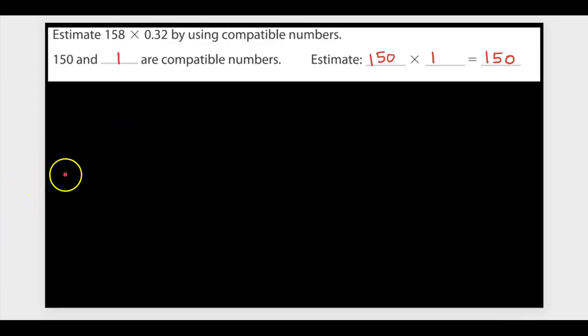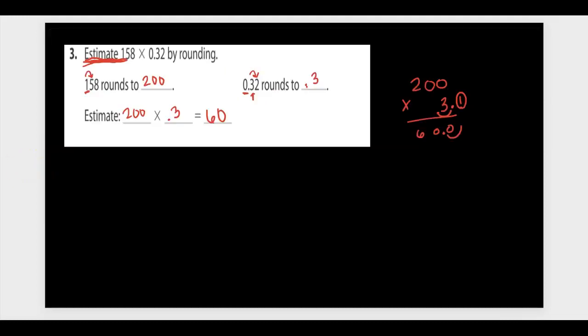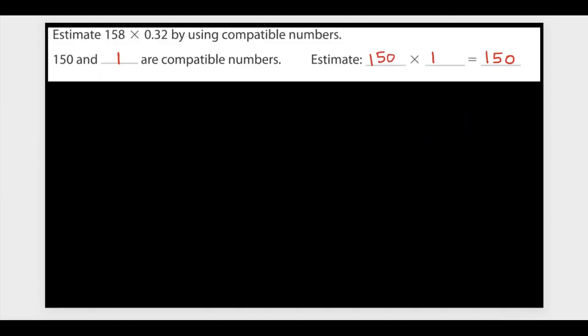So first, before I move on, would you consider this an underestimate or an overestimate? You can pause the video and think about it. What do you notice that's different from this question versus this question? If I look at this question, I see that they dropped 158 to 150. That's 8 numbers. That's an underestimate.